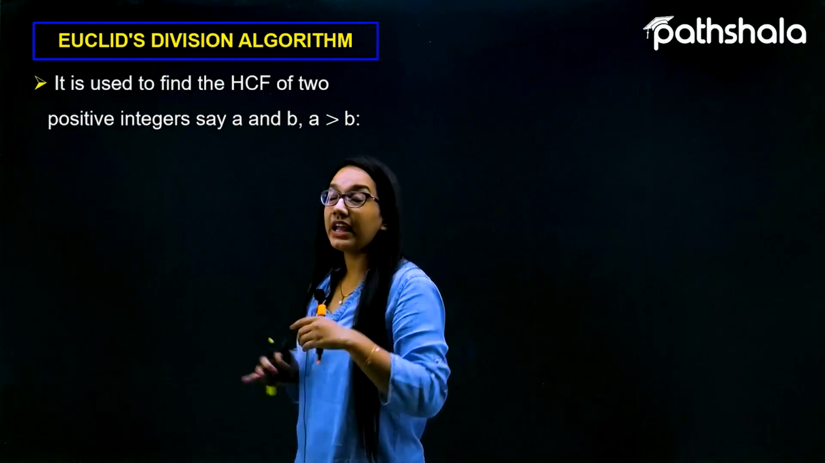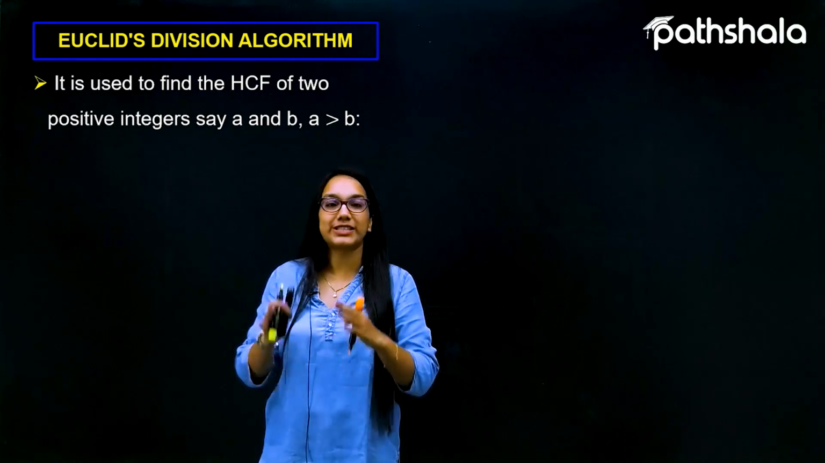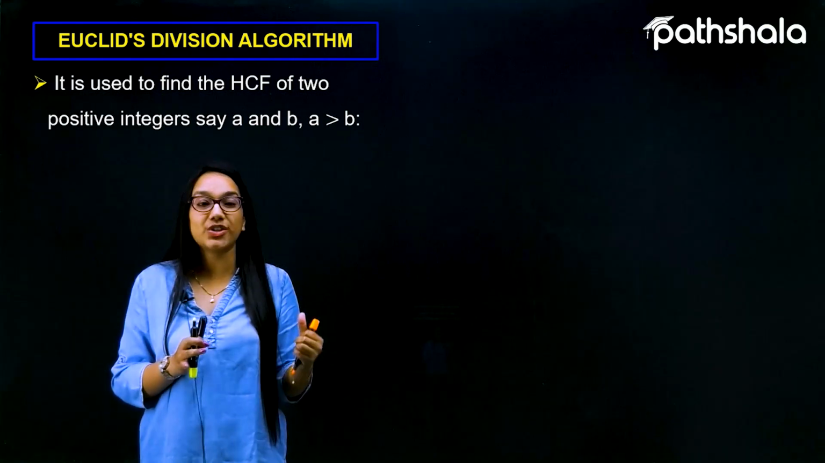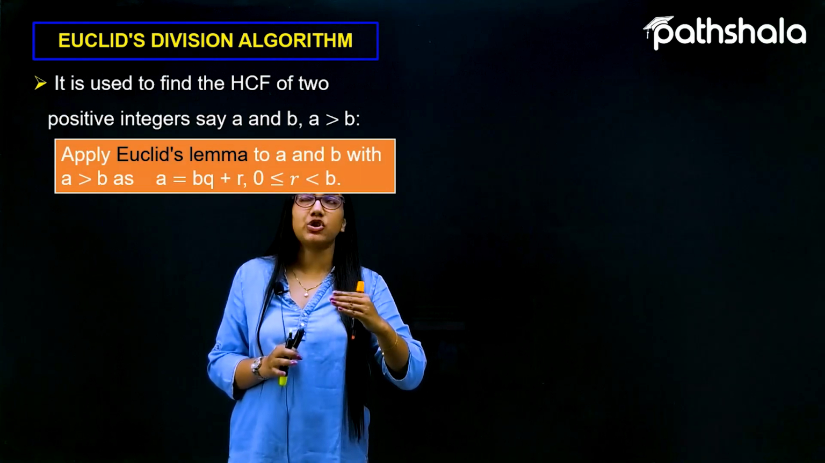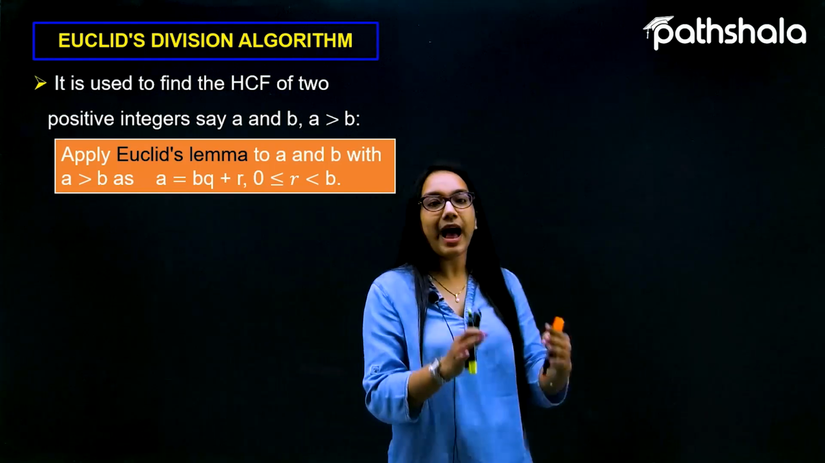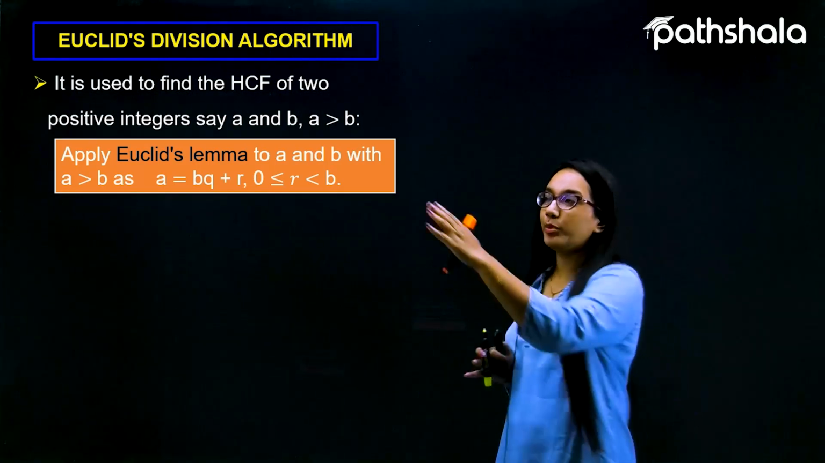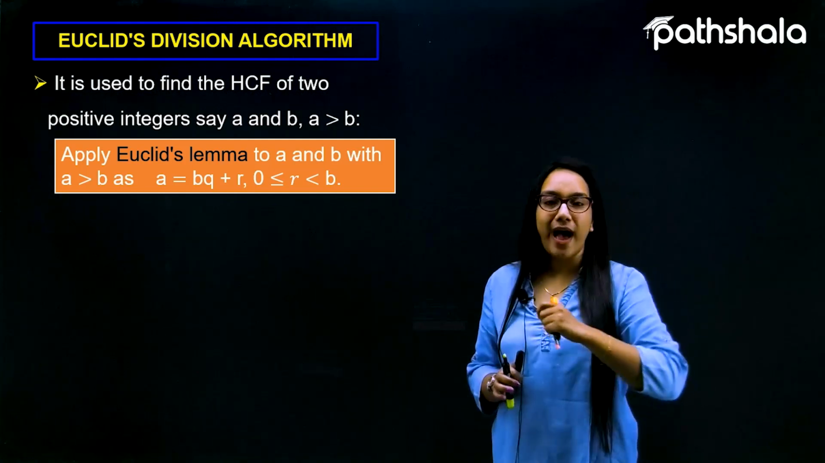First of all, it is used to find the HCF of two positive integers, say a and b, in which a is always greater than b, and we apply Euclid's division lemma to a and b, with a greater than b, and the condition that a is equal to bq plus r, where the value of r lies between 0 and b.